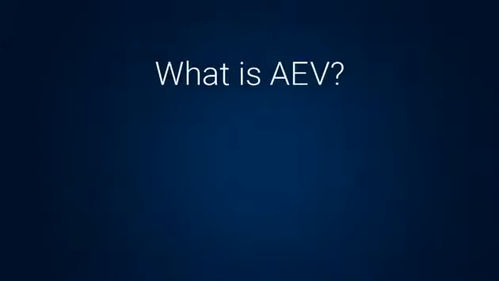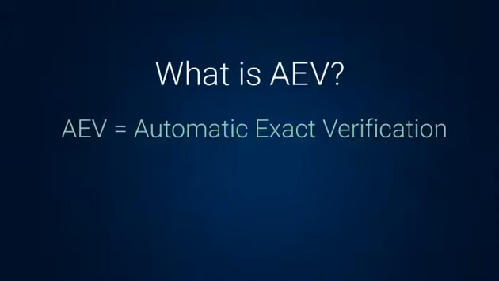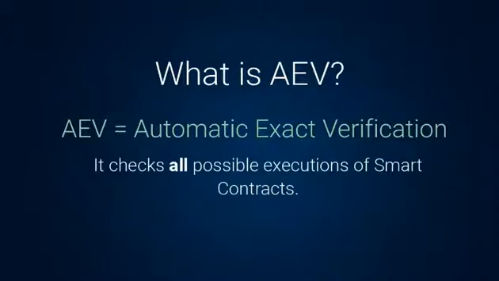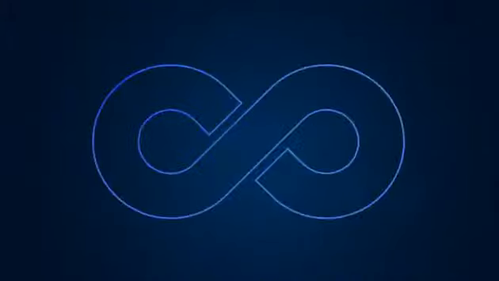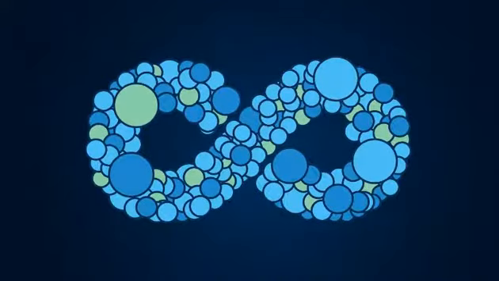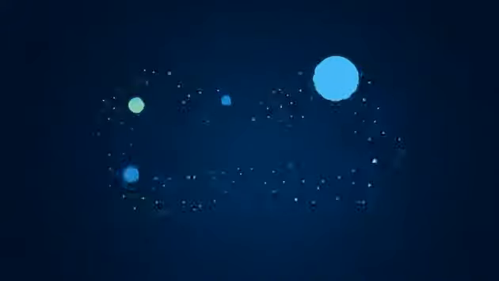What is AEV? AEV stands for Automatic Exact Verification. It checks all possible executions of smart contracts. But how can all executions be checked? Isn't there an infinite number of executions? There is. Therefore, Certora AEV has an algorithm to exhaustively check all executions without explicit enumeration.